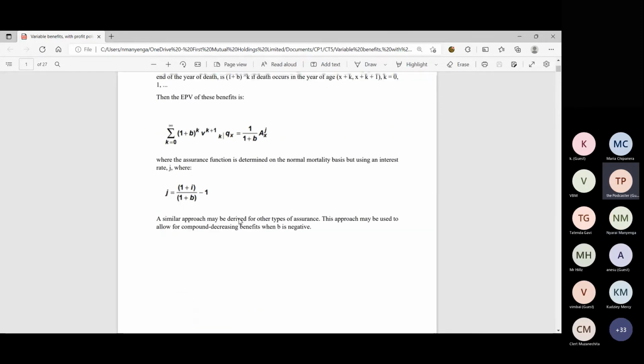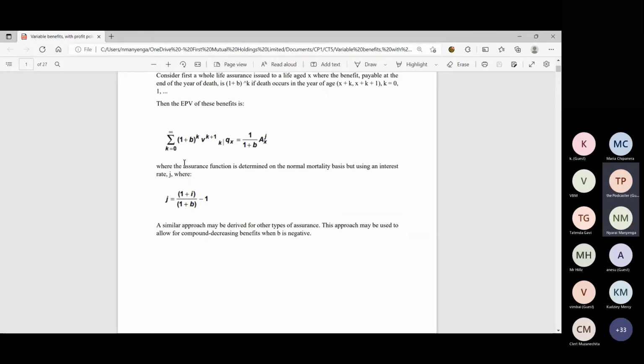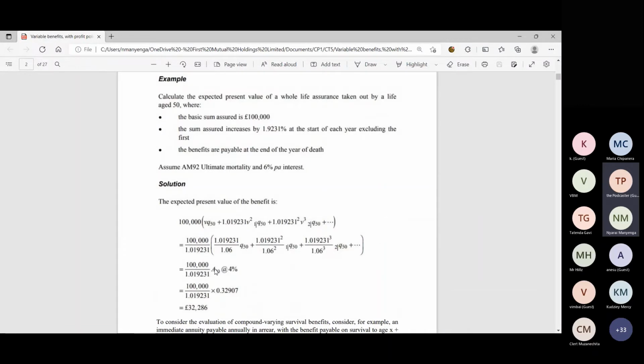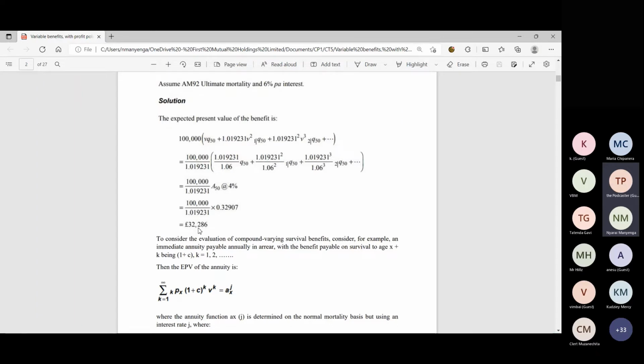Remember that for an assurance function that is calculated this way, j will be equal to (1+i)/(1+b) minus 1. So here you see that the assurance function will be calculated at 4% if you evaluate j from the formula that I've shown you above. You can easily look up A_50 from the tables. So this would be A_50 times 100,000 divided by the sum assured increase. This then solves to 32,286.